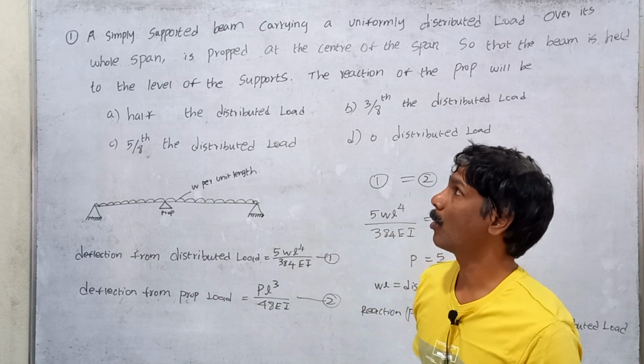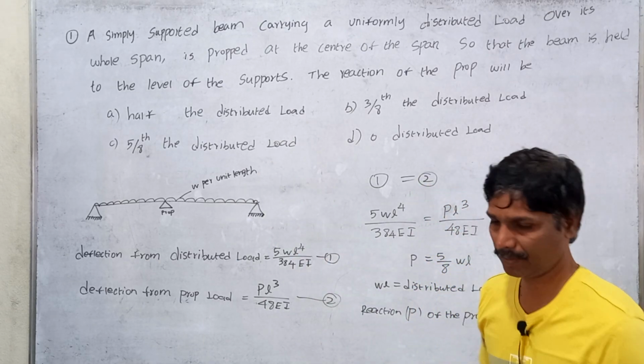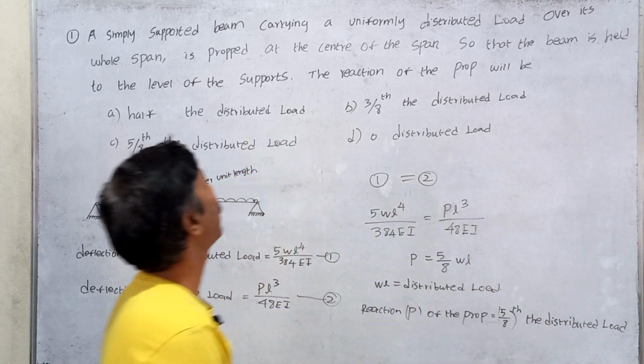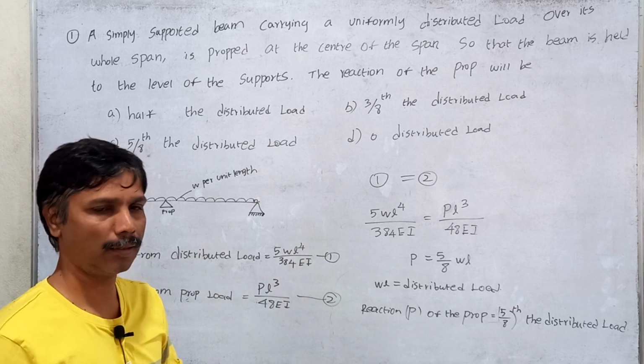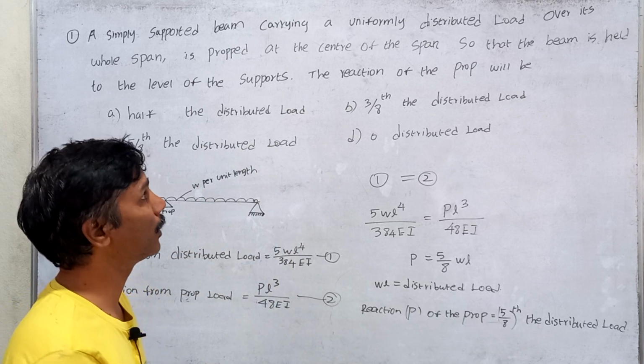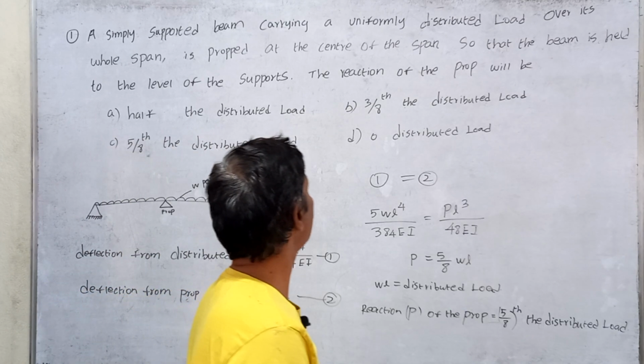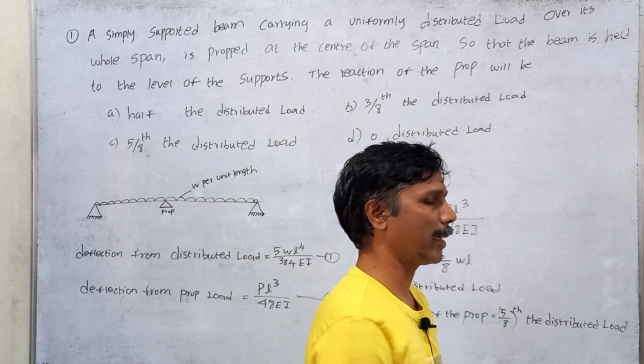We are having a beautiful problem, a simply supported beam carrying a uniform distributed load. You can see here, it is w per unit length, with a unit of Newton per meter. The whole span is propped at the center of the span.